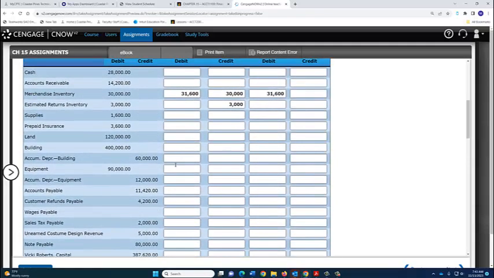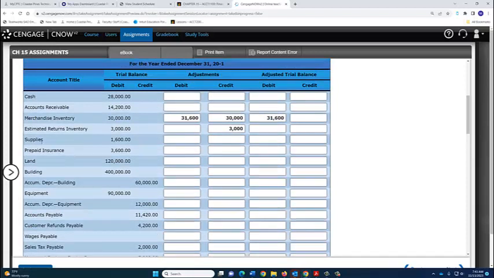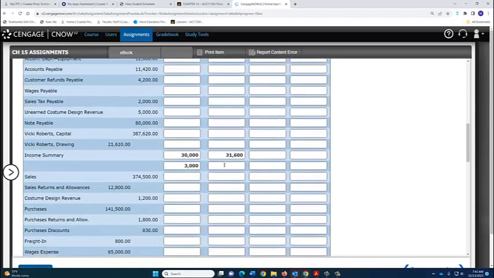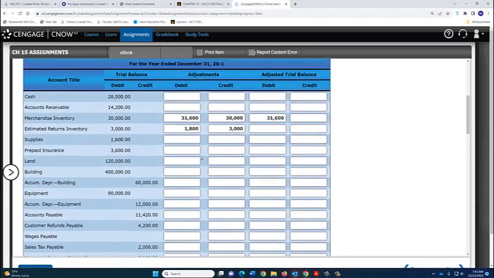Our new number is 1,800, so we're going to debit estimated returns inventory for 1,800 and then credit income summary for 1,800. And then when we bring our balance over, it's the same as above. The 3,000 debit is offset by the 3,000 credit, so that gives us a 0. All that's left is the 1,800 debit.